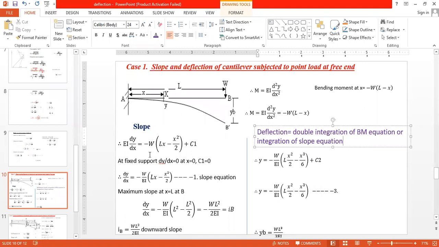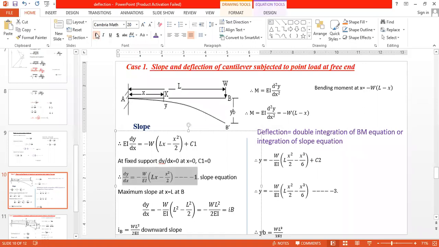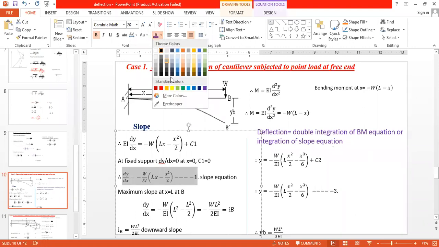Now next we have to calculate the deflection, and deflection is a double integration of the bending moment equation, or it is an integration of the slope equation. Both terms are the same. Now we have the slope equation. This one is the slope equation. Now what we will do, we will integrate this slope equation.